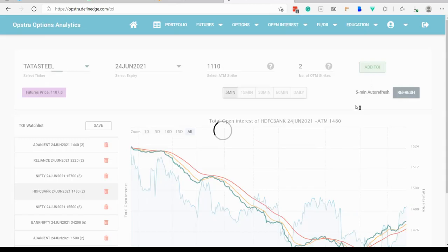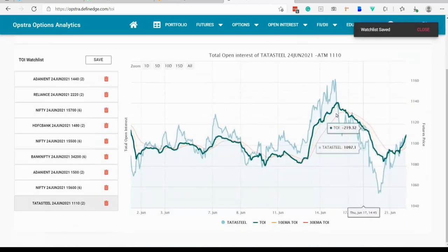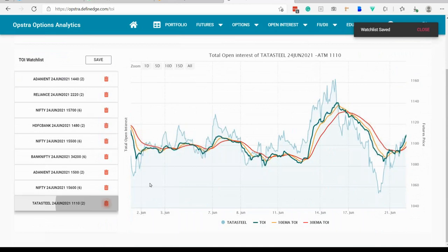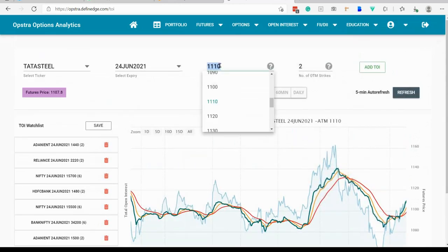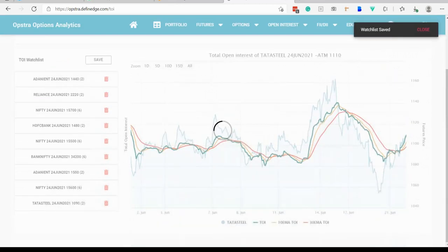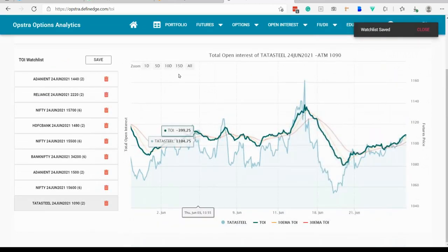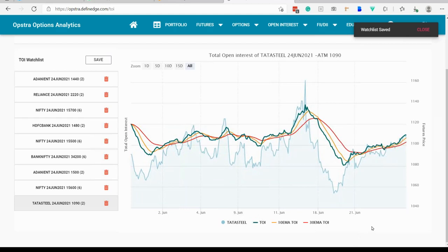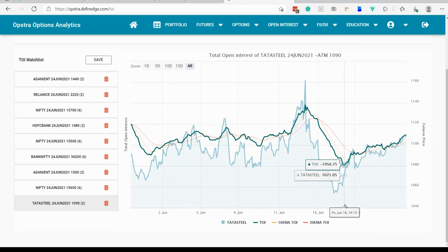I think you need to plot 1090 because in the morning it was lower. Yeah. So see, Tata Steel made a low here near 1050 or so on Friday. After that, it has been going up. Today morning also, it had dipped to 1080. After that, the TOI was continuously up after I think 11 o'clock or something like that. And then it was continuously up. So Tata Steel has closed also strongly.